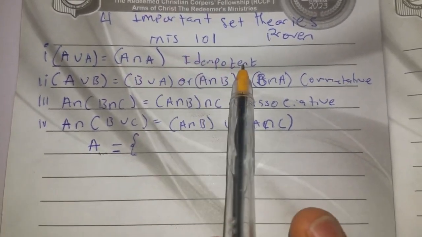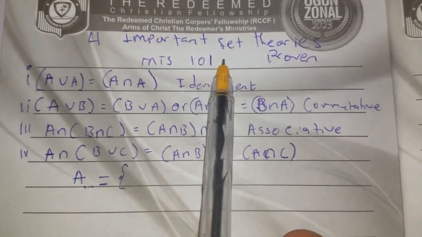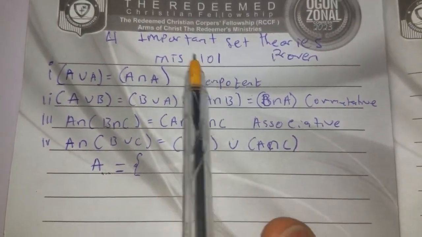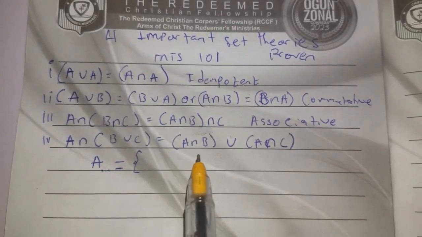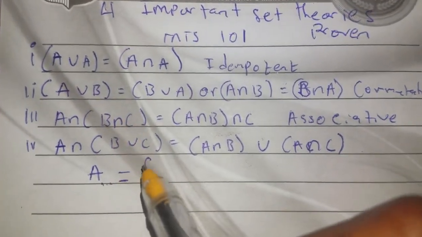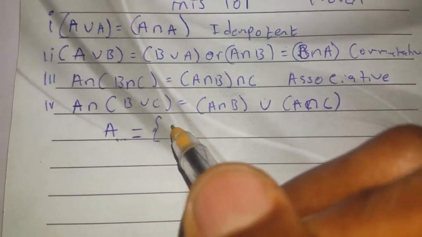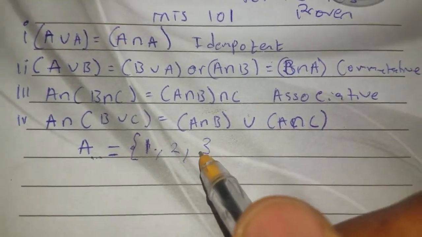Now it's called idempotent. Since I said important set theories, you can just link both of them: important, idempotent. Maybe use it to remember it. Okay, let's go. Now let us prove it. Let's set A equal, I'm just going to pick random elements now. Let's say 1, 2 and 3.